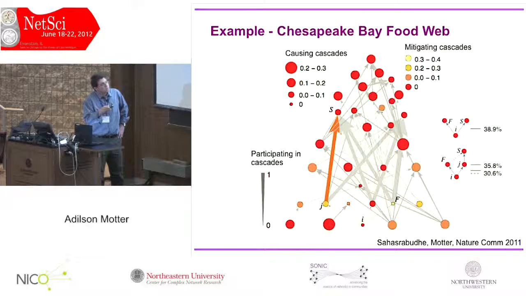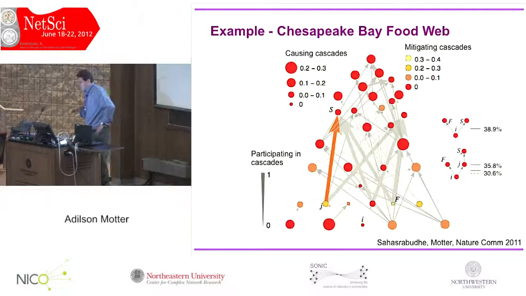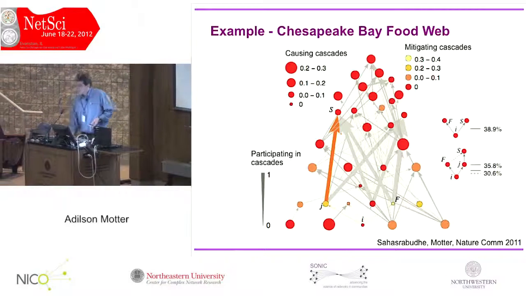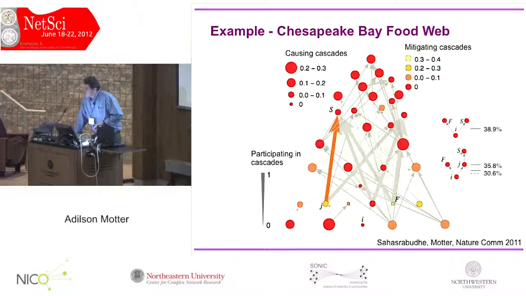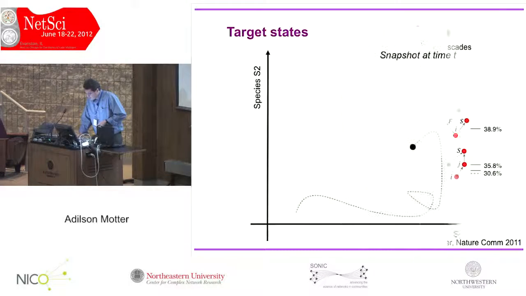Okay? In this case here, the removal of F increases the population of I, that increases the population of J, that in turn increases the population of S. Okay? So these are, in fact, generic properties. We tend to find this in not all, but most systems that we have studied in different domains.